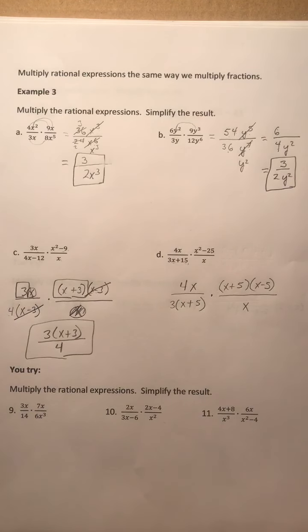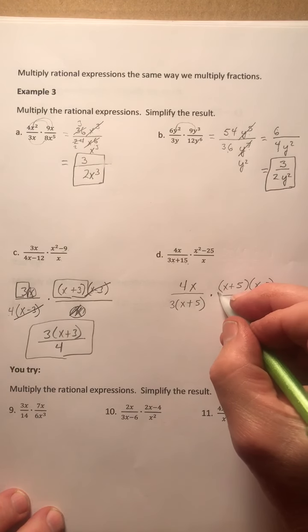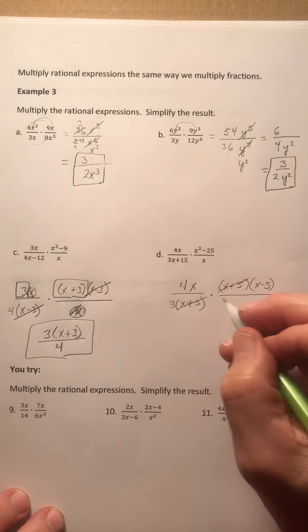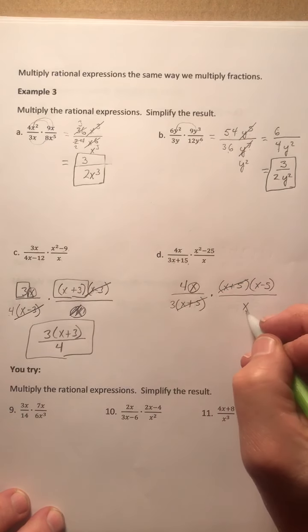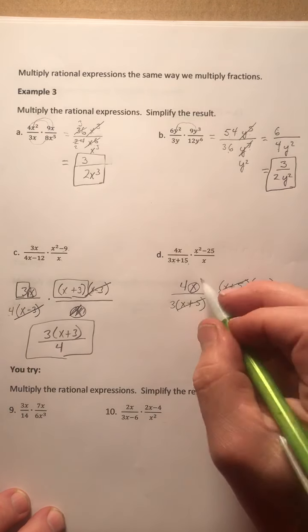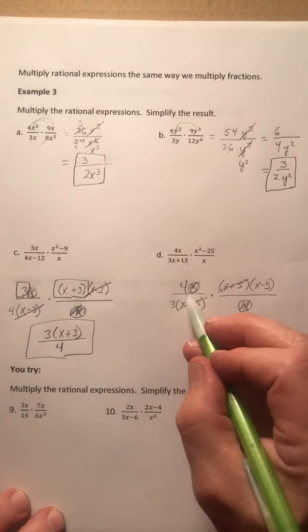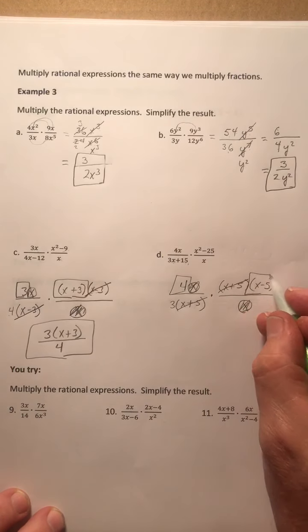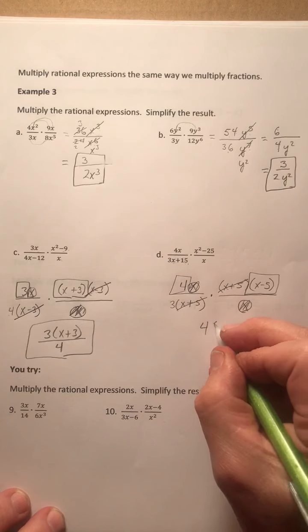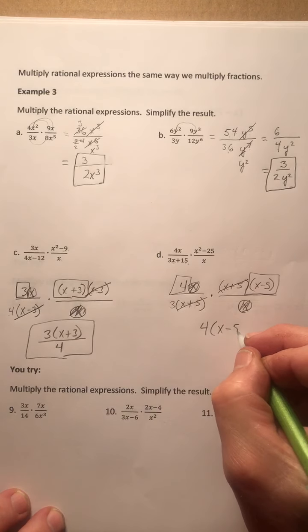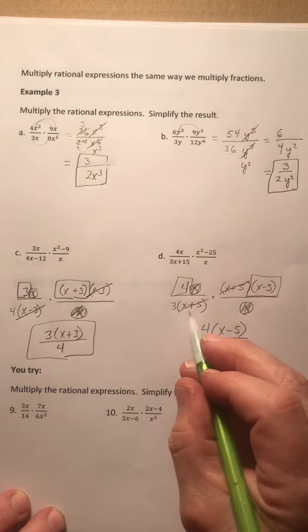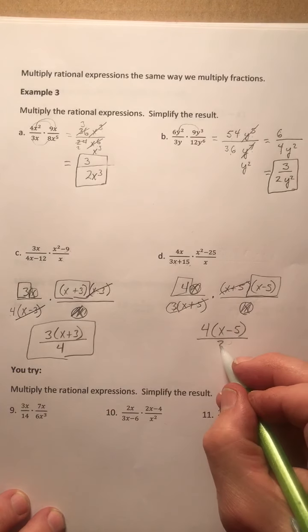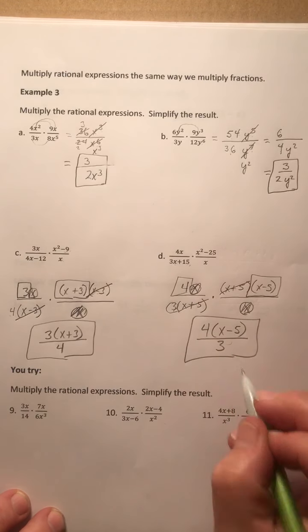So again, we're going to cancel 1 for 1, 1 in the top, 1 in the bottom. So that x plus 5 and that x plus 5, gone. This x and this x, gone. All right, so in the top, I'm left with a 4 and an x minus 5, sorry. So 4 times x minus 5, over, and the only thing I have in the bottom is that 3. And that is my answer.